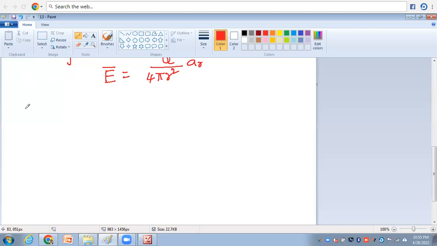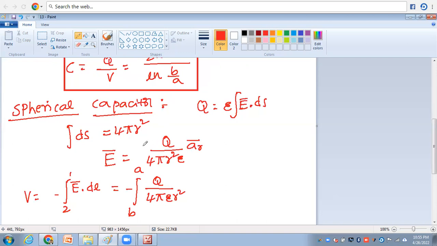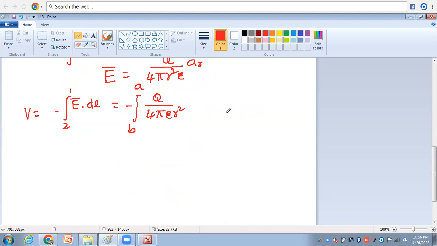We know already the expression for V. V equal to minus integral 2 to 1, E bar dot dl. Substitute one by one, taking the part b to a, these plates. This is Q by 4 pi epsilon naught r square with respect to a r bar. Based on our convenience, we can write dl as dr a r bar, and a r bar dot a r bar is 1.